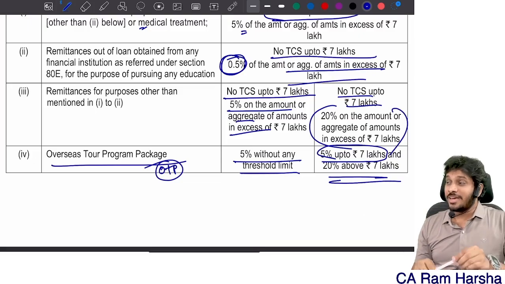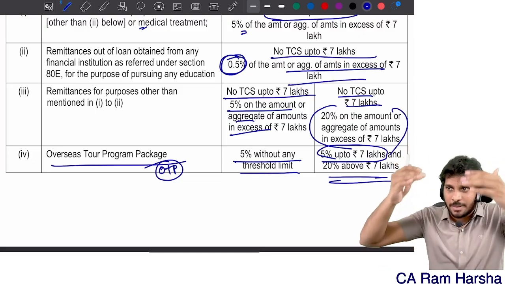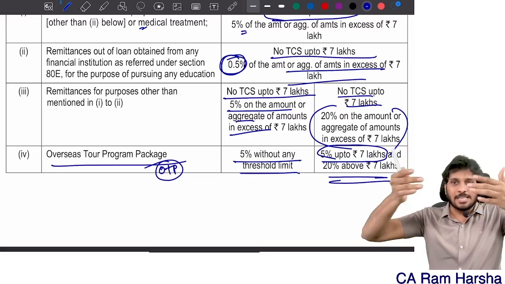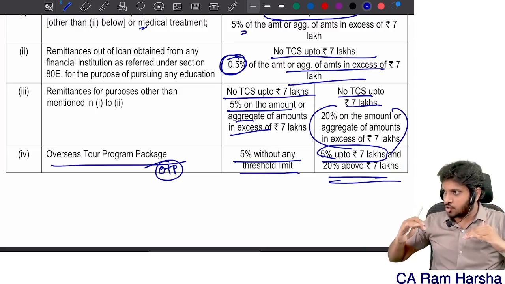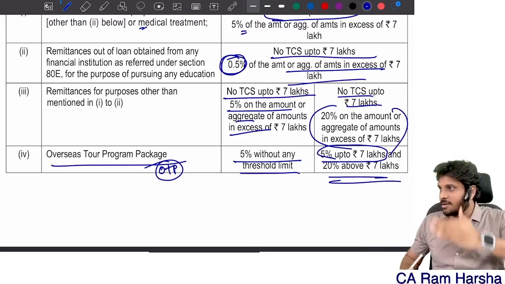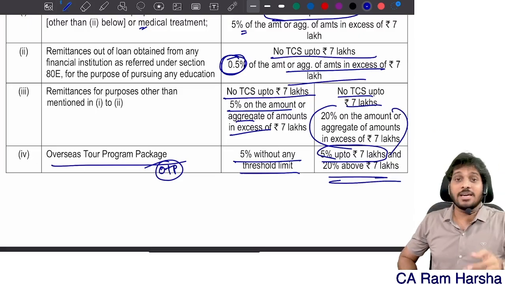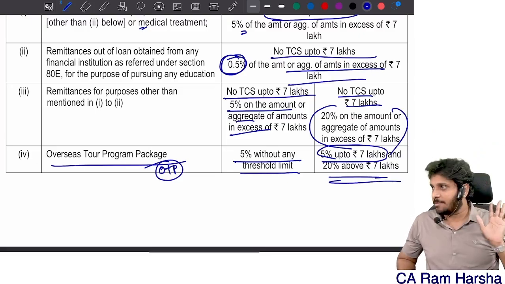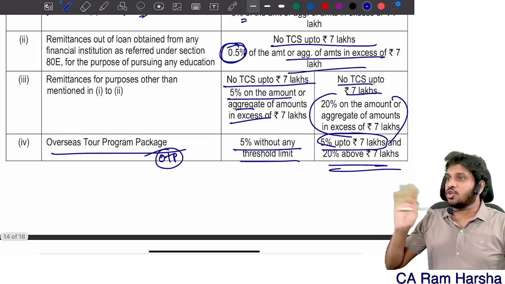Now, do we have this 7 lakh limit separately for education and medical, a separate limit for overseas tour package, and a separate limit for other than education and medical? Do we have a separate limit like this? No. Earlier we all interpreted it as a separate limit. Now the department gave a clarification: no separate limit.